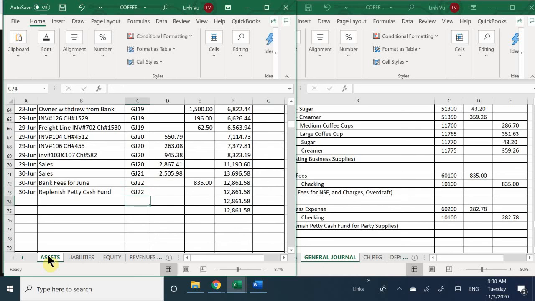Yes, for $282.78. The new balance should be $12,578.80. Now, what is the one rule that we have to follow when it comes to the petty cash fund?